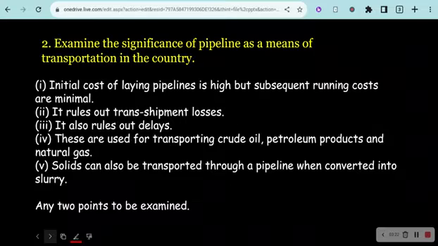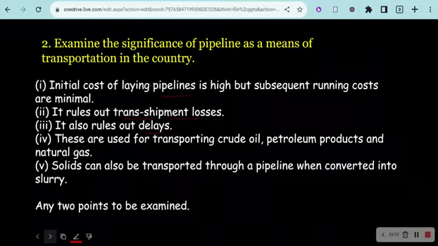Next one: Examine the significance of pipelines as a means of transportation in the country. The initial cost of laying pipelines is high, but the running costs are minimal. It rules out transshipment losses, meaning losses in transporting, and it also rules out delays. It is a fast way of working.